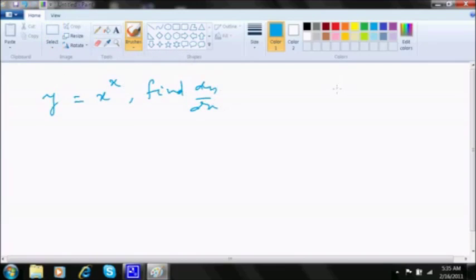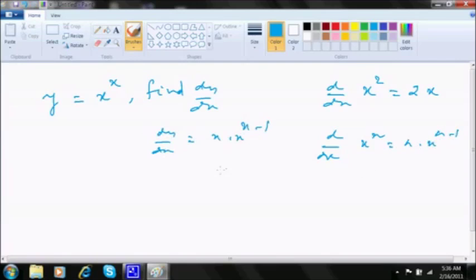Now if it was dy/dx of x square, it was 2x. The formula used was dy/dx of x to the power n is n into x to the power n minus 1. So many students attempt to do it like this: dy by dx is x into x to the power x minus 1. This is wrong. Why? Because this formula is applicable only for x to the power a number. It can never be a function. As this is not a number like 2, 3, 4, 5, this is wrong.